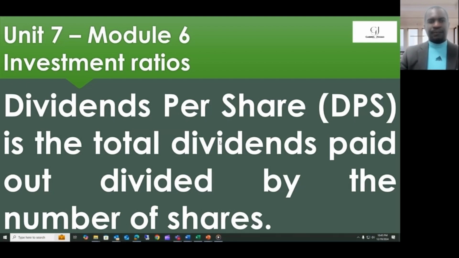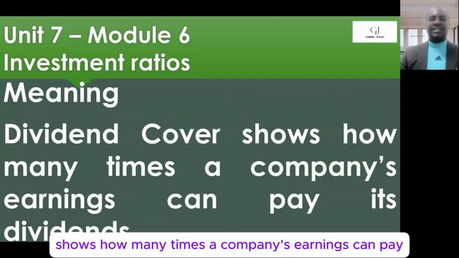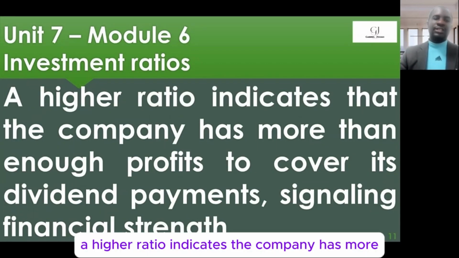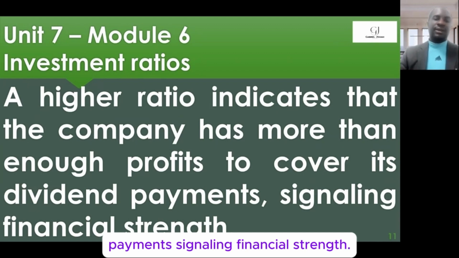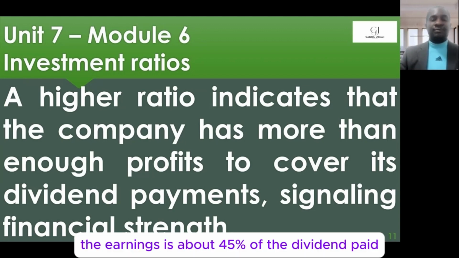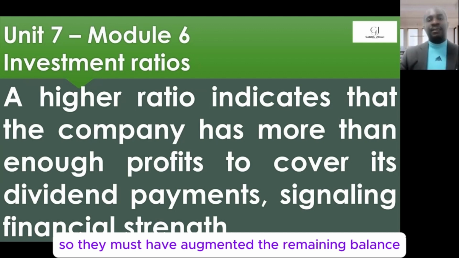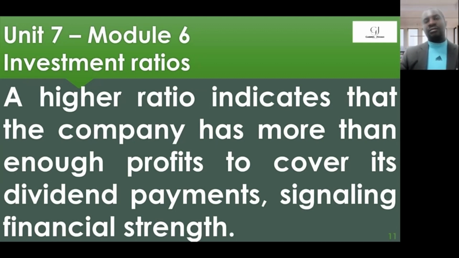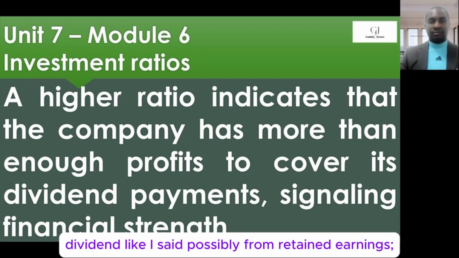The dividend cover shows how many times a company's earnings can pay its dividend. A higher ratio indicates the company has more than enough profit to cover its dividend payments, signaling financial strength. In this case, we just said the earnings is about 45% of the dividend paid. So they must have augmented the remaining balance to pay off the dividend, like I said, possibly from retained earnings.